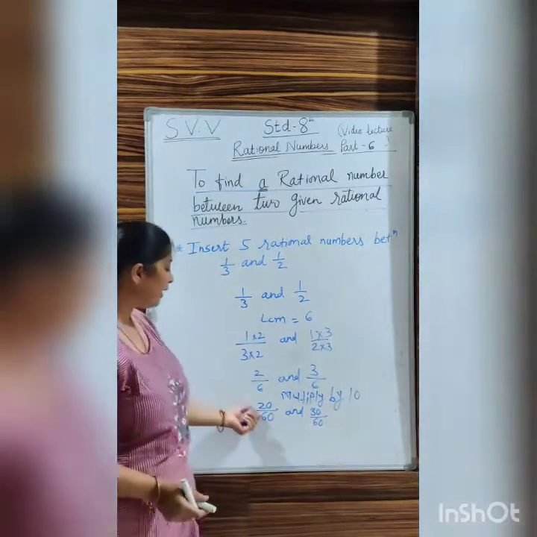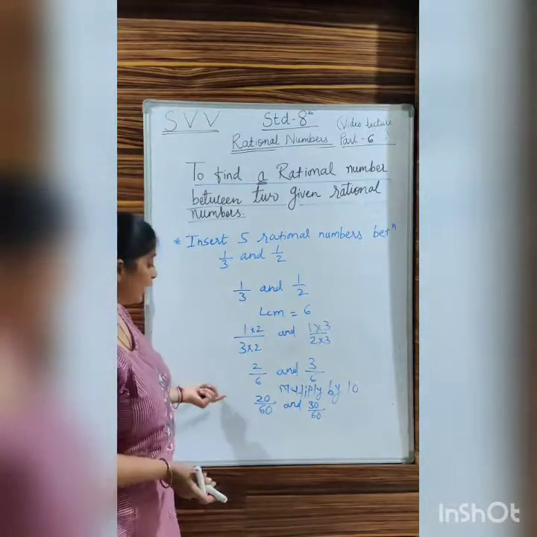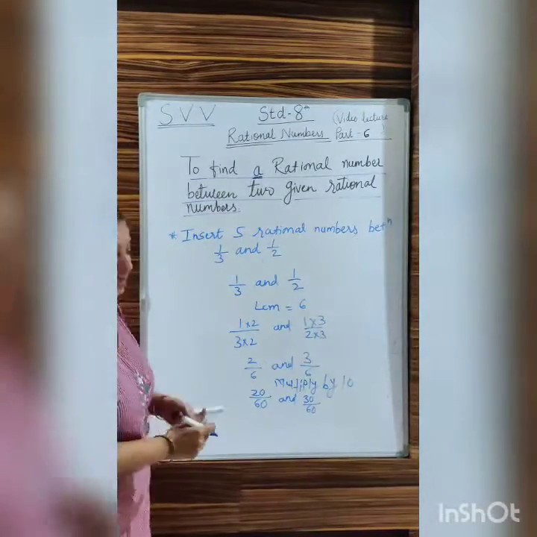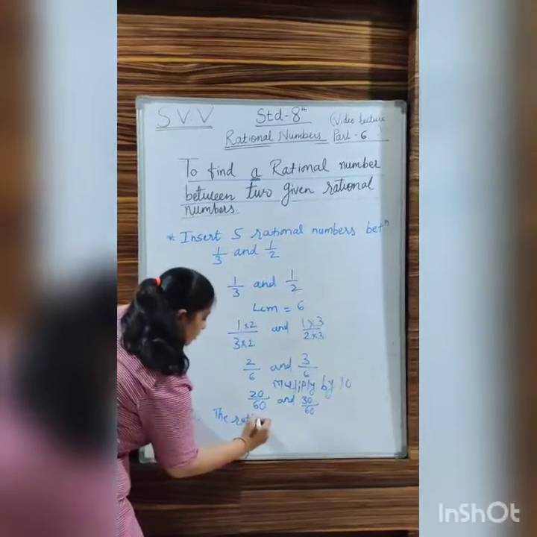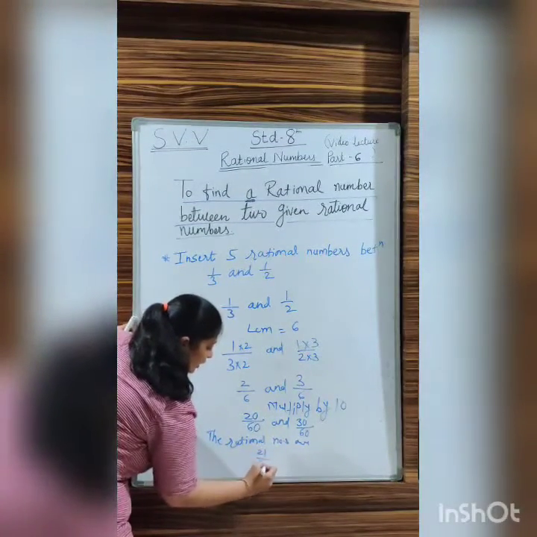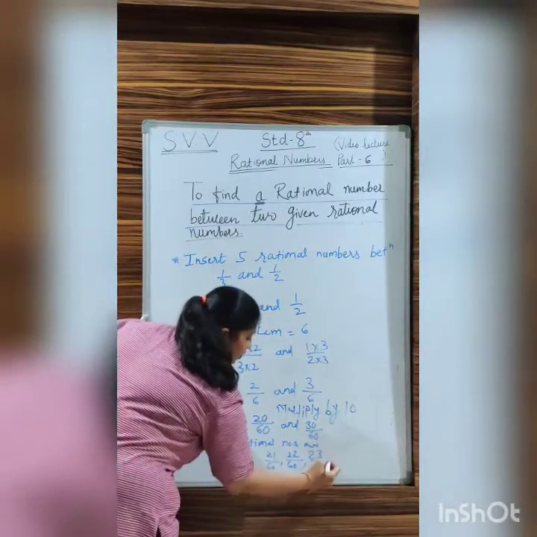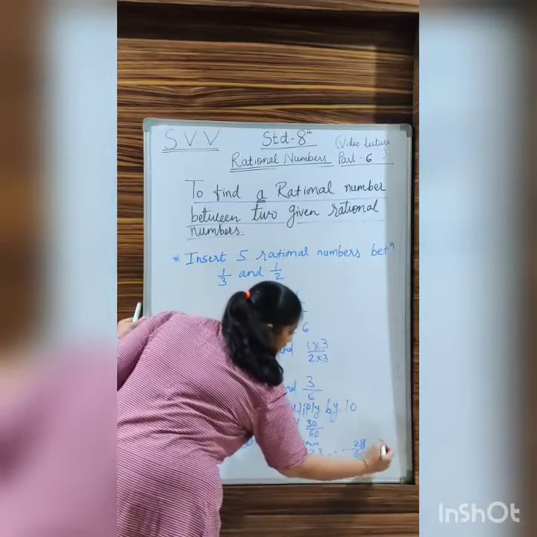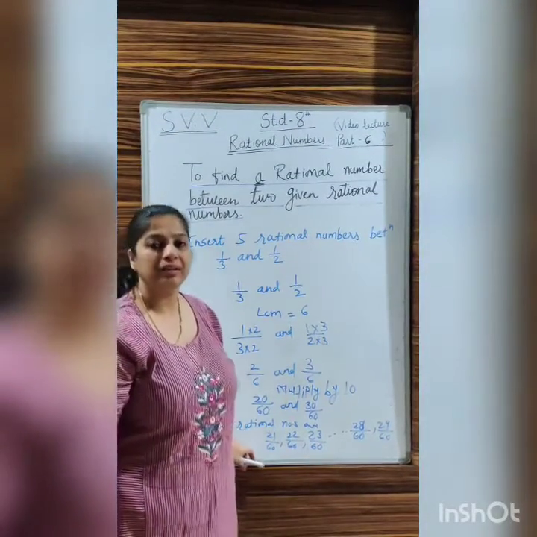Now you will see between 20 and 30 you will get 9 rational numbers. So you can write that between 20 and 30 any 5 rational numbers, like therefore the rational numbers are 21 by 60, 22 by 60, 23 by 60. You can write many more, 28 by 60, 29 by 60. So out of these you can write any 5 rational numbers.